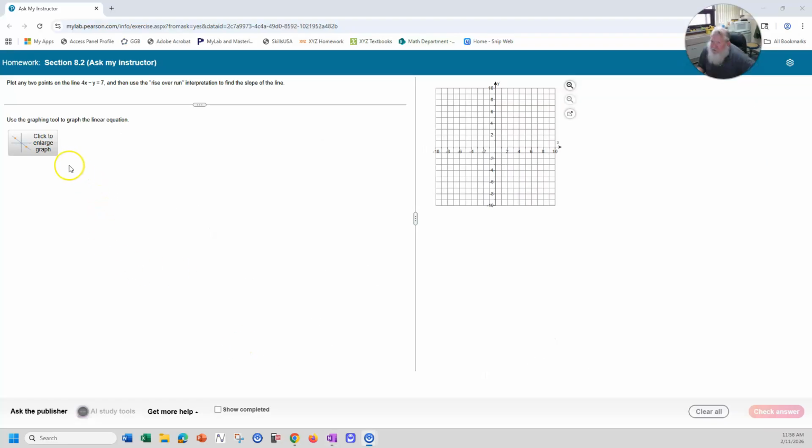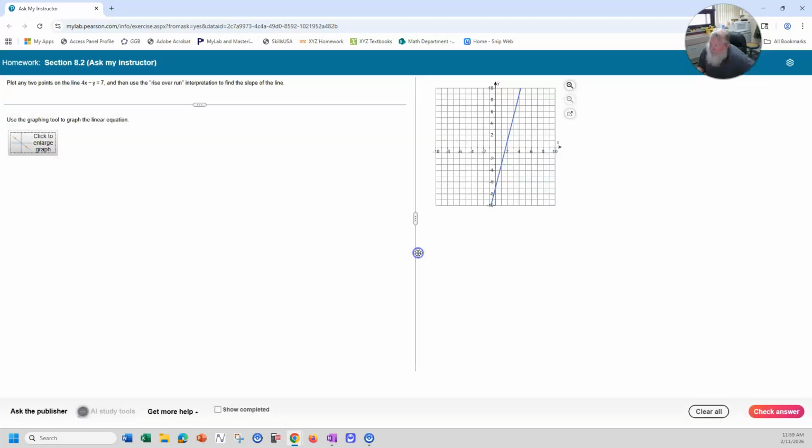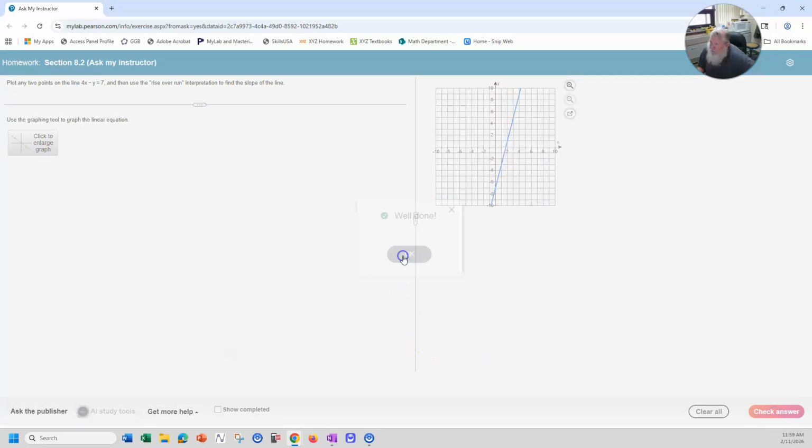Okay, so let's use this tool now. I like to enlarge my graph. And I'm going to grab my line tool. And I'm going to come down and find the point (0, -7). So down, down, and notice it shows the coordinates up there. (0, -7) is right there. And then (2, 1) is right there. And I'll click Save and check my answer, and well done.